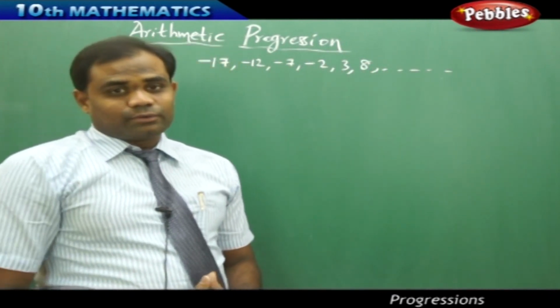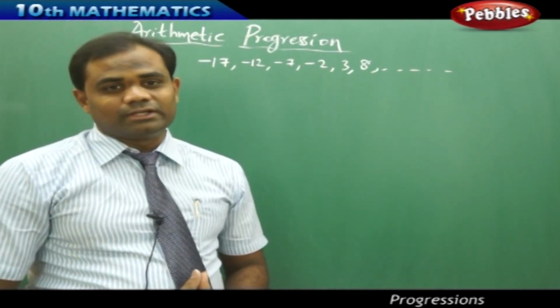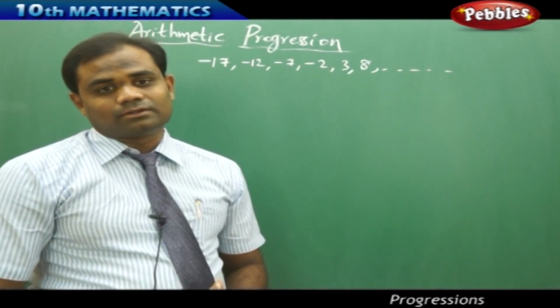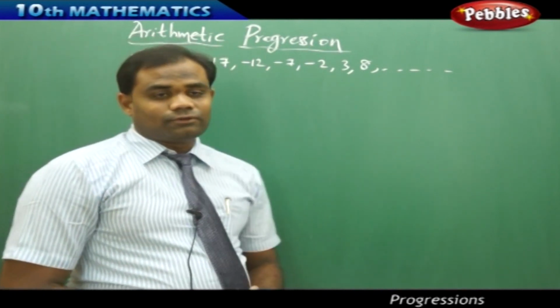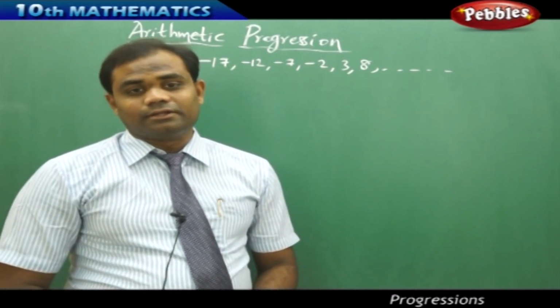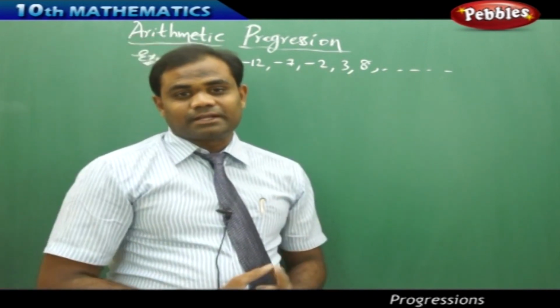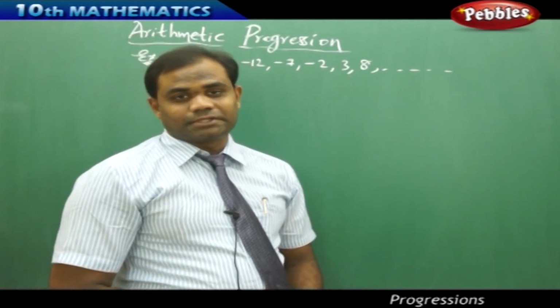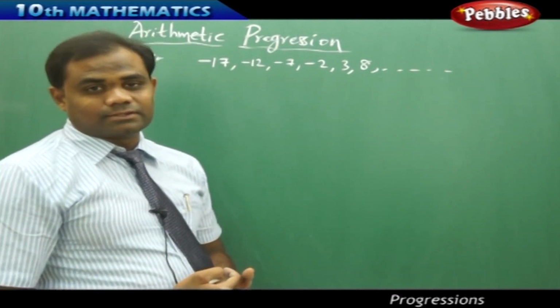So in this sequence, the first and foremost thing I need to identify is whether this follows a pattern, or especially whether this follows an arithmetic pattern. In order for this to follow an arithmetic pattern, we need to identify the difference. If the common difference is the same, then we say that this pattern is an arithmetic progression. So let's identify the common difference.